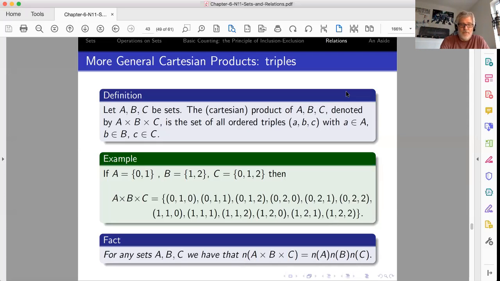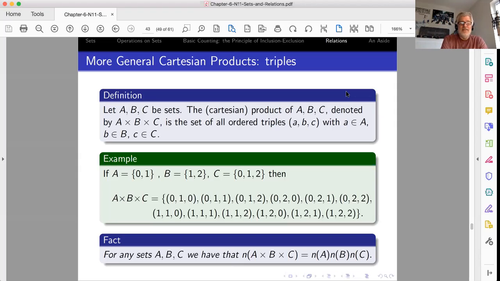For example, if A is the set consisting of 0 and 1, B is the set consisting of the elements 1 and 2, and C is the set consisting of the elements 0, 1, and 2, then A times B times C lists all possible triples where the first entry is either 0 or 1, the second entry is 1 or 2, and the third entry is 0, 1, or 2. You look at all the possibilities, they are listed there. I'm not going to read them out.